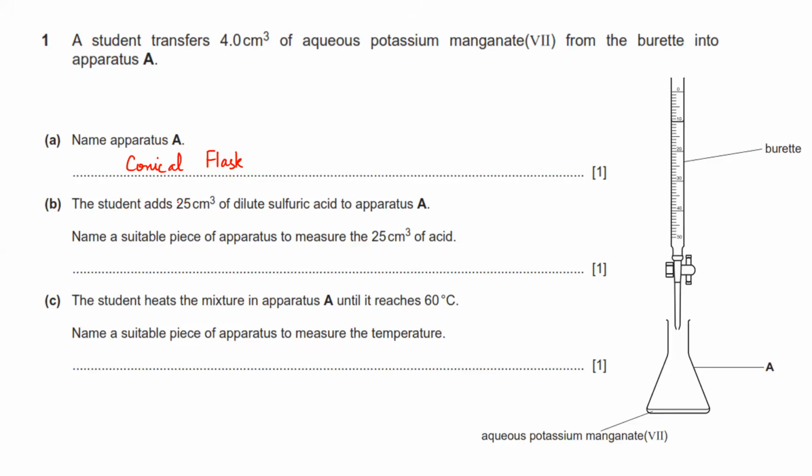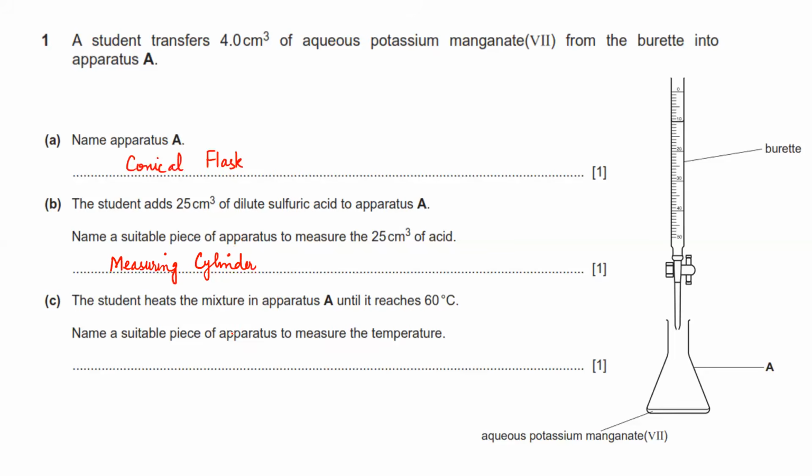Next, part B, it says the student adds 25 cm³ of dilute sulfuric acid to apparatus A. Name a suitable piece of apparatus to measure 25 cm³ of acid. So for measuring acid, a measuring cylinder is the best choice of apparatus. So it is a measuring cylinder.